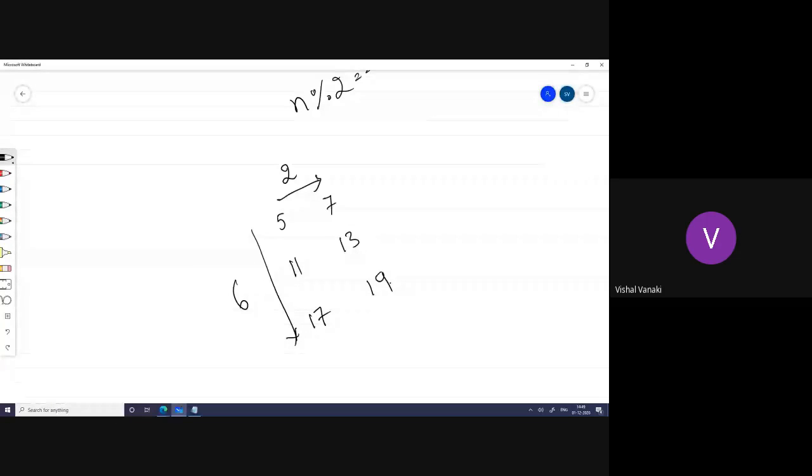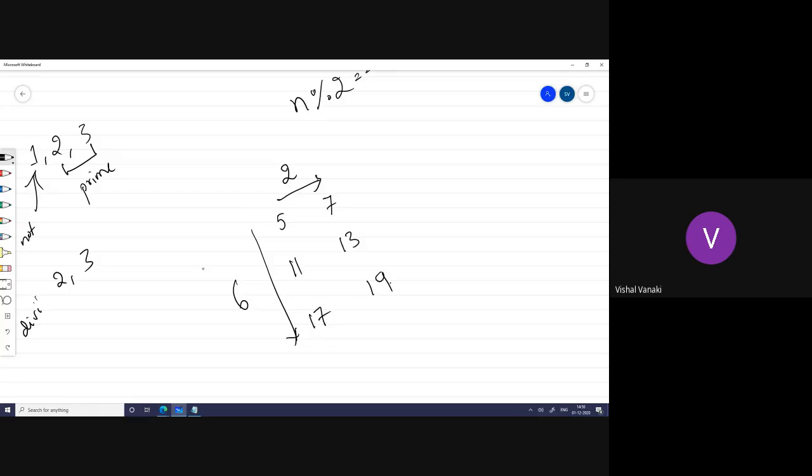Right? Yes, sir. I have checked with 1, 2, and 3. This is for not a prime. These two I have checked for prime, and also I have checked whether the number is divisible by 2 and 3, right? For not prime. So the next thing is I have to check for the remaining prime numbers.